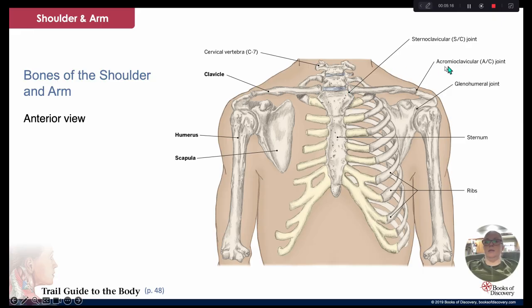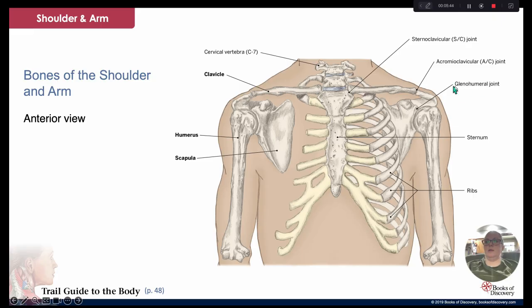Next joint here, that's a pretty important joint that you need to know in the upper body, is your AC joint, or the acromioclavicular joint. So that is your acromion, which is this section coming off here on your scapula, and your clavicle. So your AC joint is where your collarbone and this little fingerling looking bone connects.